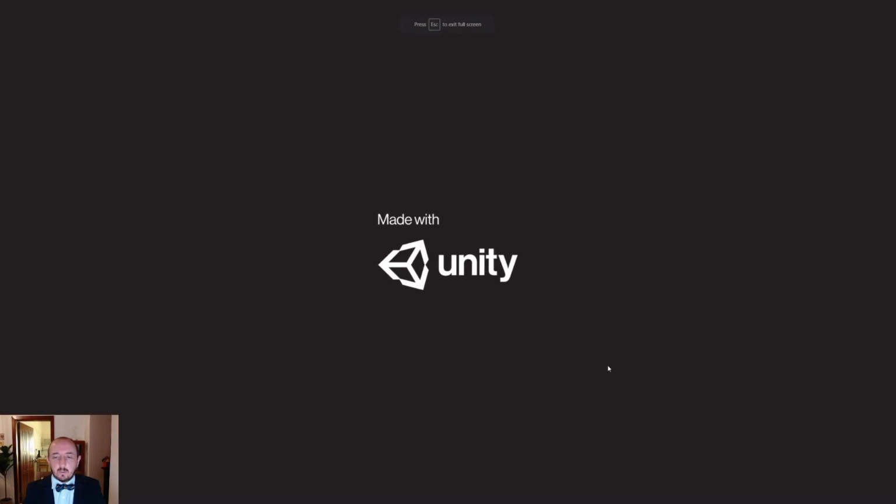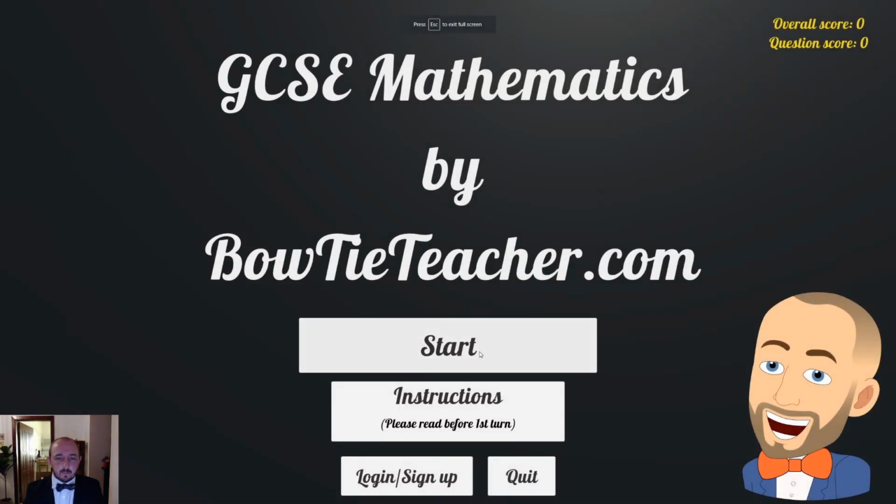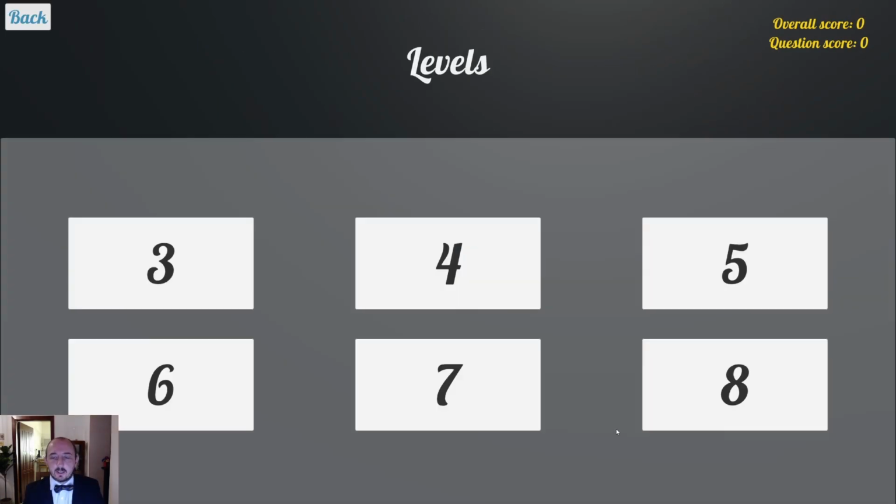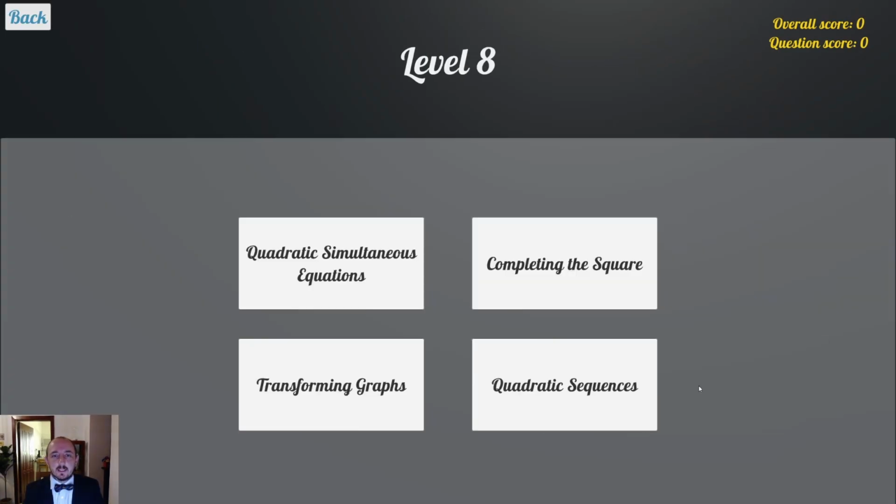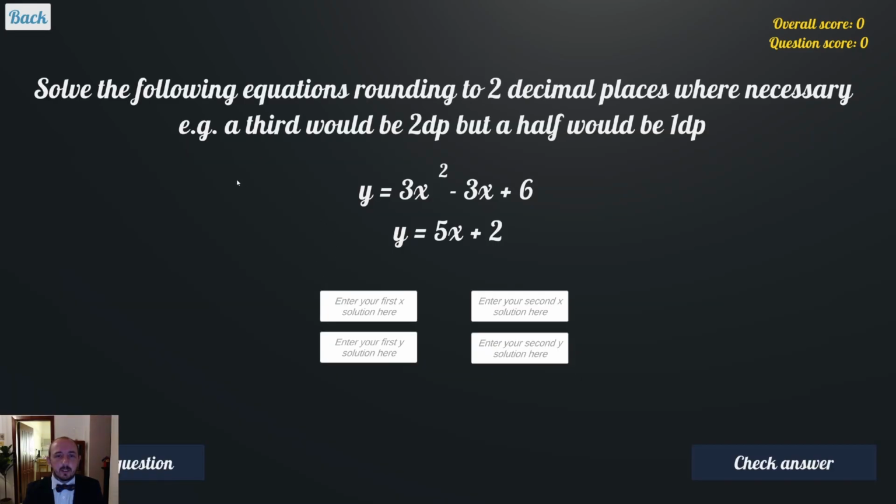and if you maximize the window here, you can log in if you wish to save your progress, but we go to Start and we look at the level 8 quadratic equations. So what we have here are unlimited amounts of questions that you can keep generating and practicing yourself, and I'll take you through the method of what we should do.